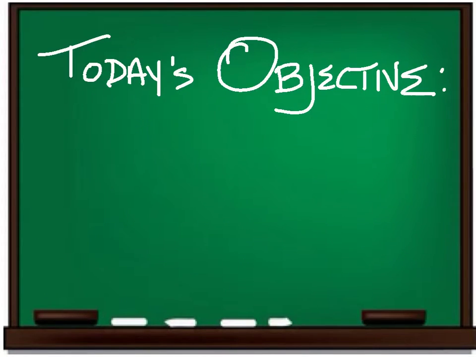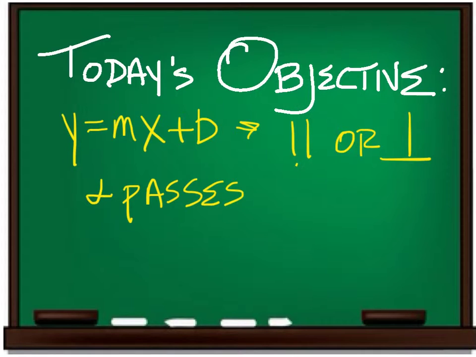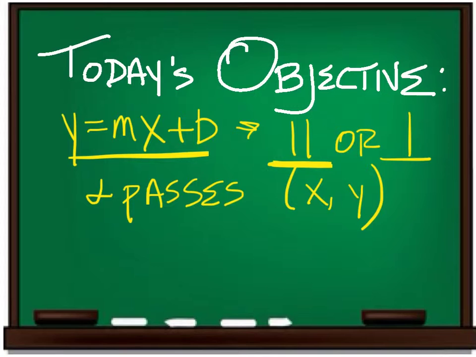Today's objective is to, when given a line of y equals mx plus b form, find a line that is parallel or perpendicular to it and passes through a given point, x, y. You're going to be given the equation of a line, and you must find either a perpendicular line or a parallel line. I said those in reverse, parallel and perpendicular, and it has to pass through a given point.